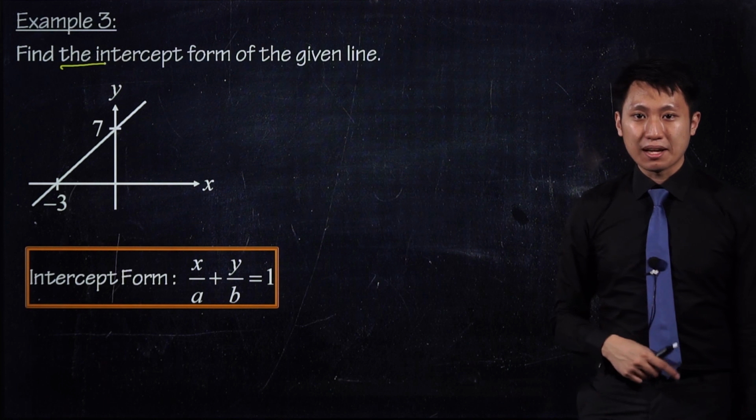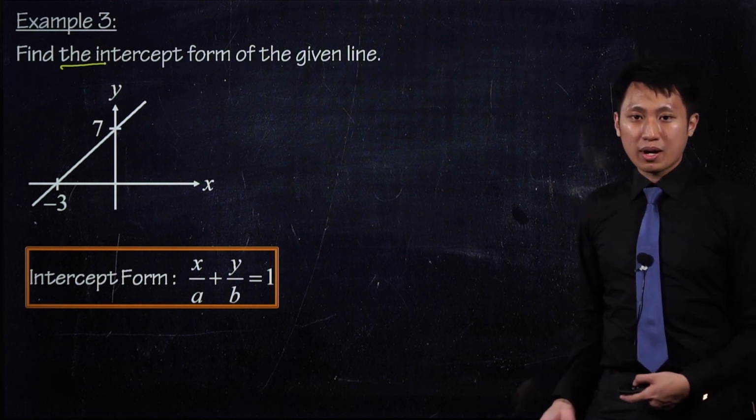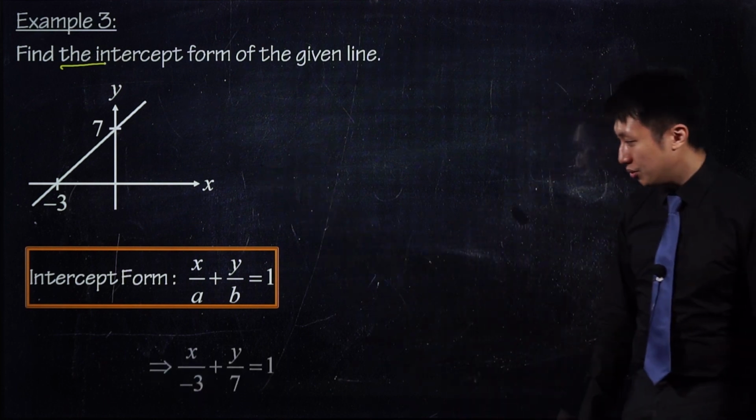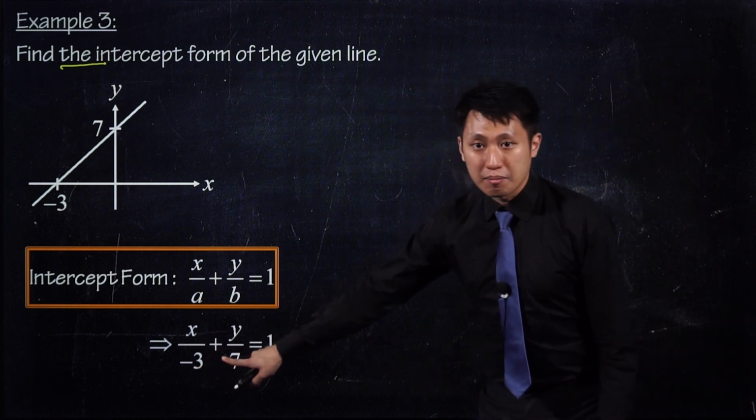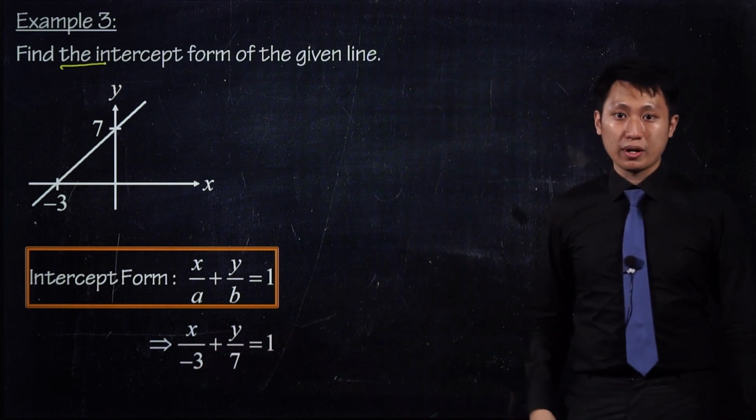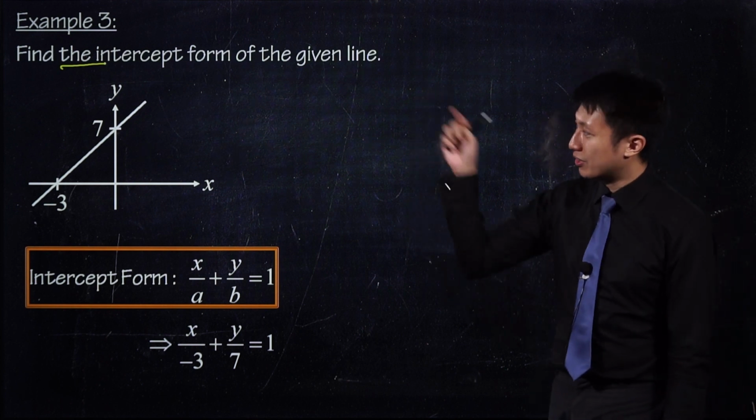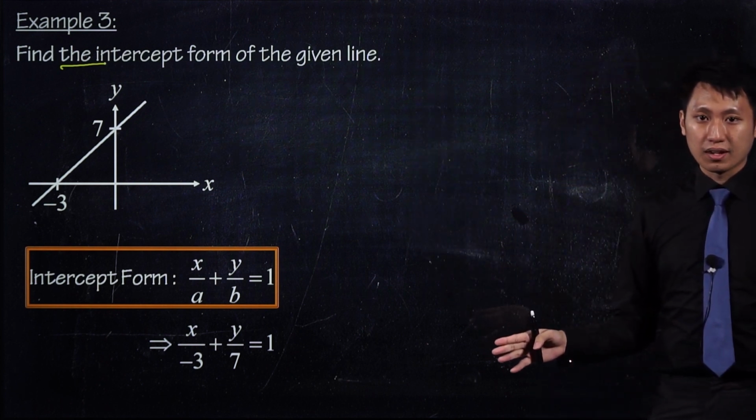Hence, what's your x-intercept here? Minus 3. What's your y-intercept here? 7. So it's just x divided by negative 3 plus y divided by 7 equals 1. You are done. So this one is the answer. Simple.